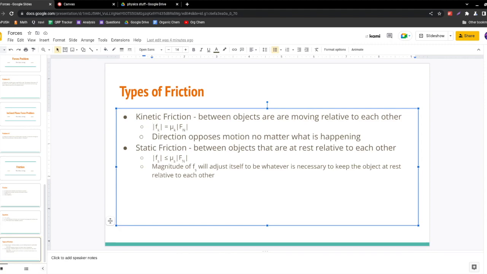The thing about this is the magnitude of static friction will adjust itself to be whatever is necessary to keep the objects at rest relative to each other. Let's say that this box requires 700 newtons of force in order to break the static friction. Then if you apply 699 newtons to it, then it's still not going to move. And if you apply 1 newton to it, it's not going to move either. But if you apply over 700 newtons of force onto it, you're going to break the static friction force and get that object moving. And we will be doing a friction problem, hopefully. So stay tuned for that.